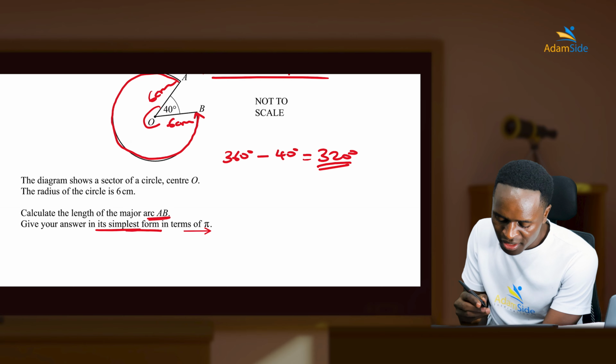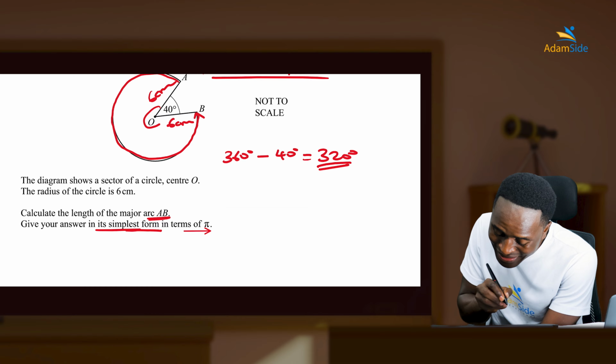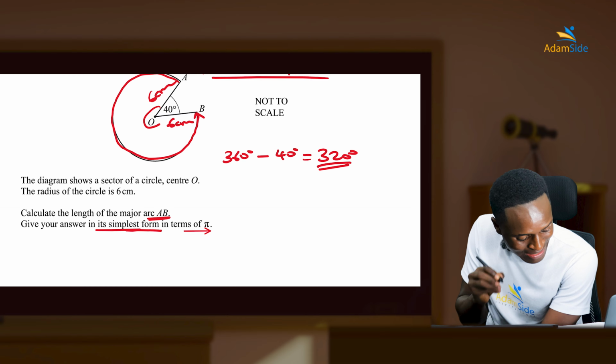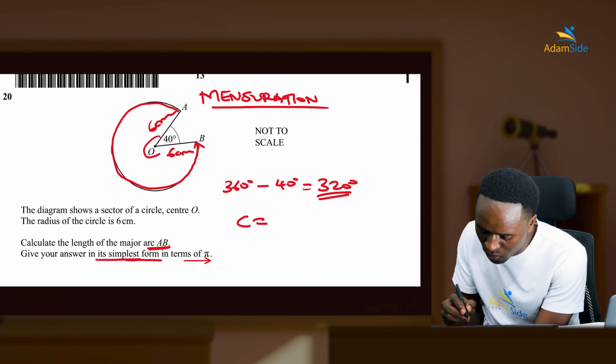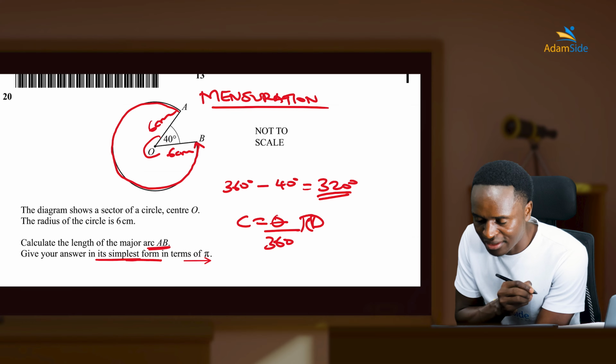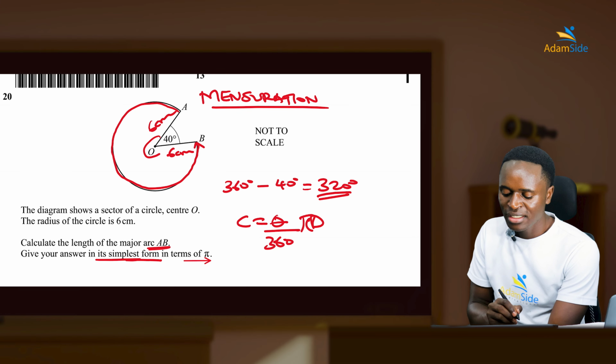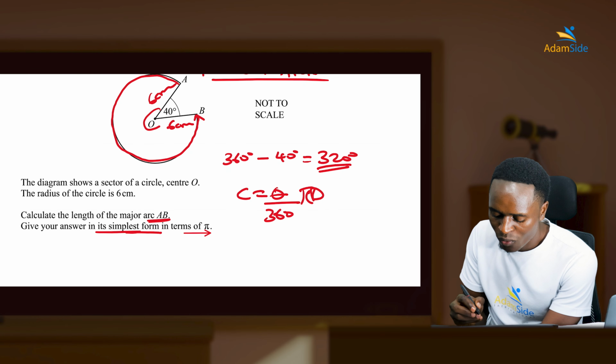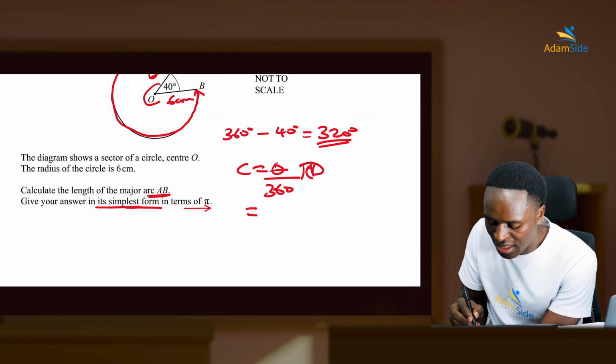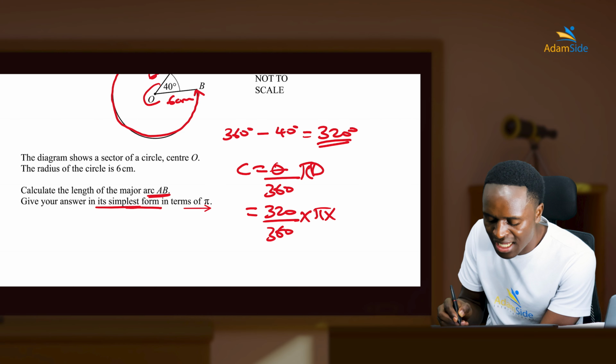And therefore, the formula for finding the arc length will be: circumference is equal to theta over 360 pi d. So theta over 360 pi d. This is the formula for finding the arc length. Therefore, what do you need to do? You say theta is 320 over 360 times pi times the diameter, which is 12 centimeter.